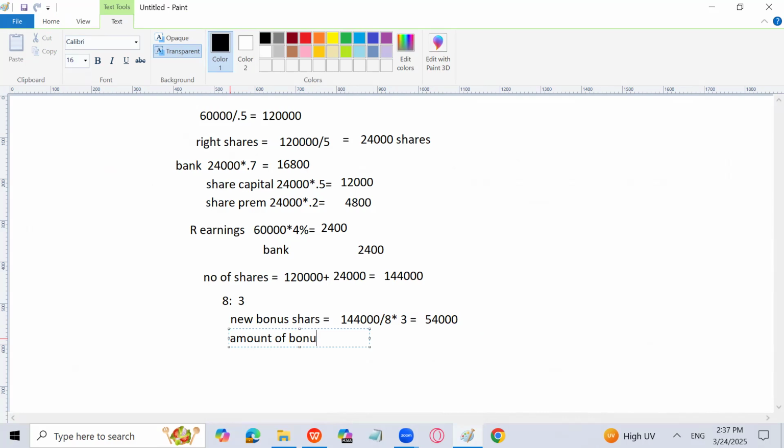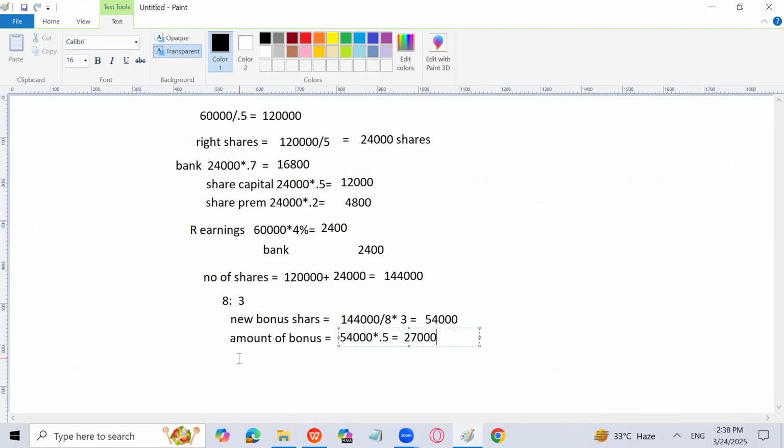And now I have to calculate the amount of bonus because we are supposed to go for the entry for the amount of bonus share, and that is 54,000, per share value is 0.5. So 54,000 into 0.5, we will get the amount of bonus share, which is 27,000. Always remember that the bonus shares are always issued at par, face value. तो nominal value पर issue की जाते हैं, तो 27,000 आपके पास आ जाएगा.